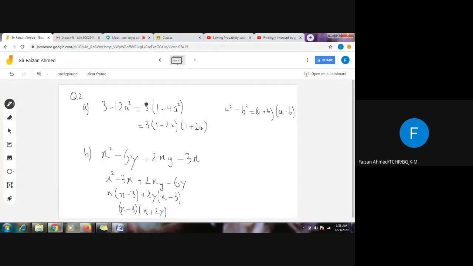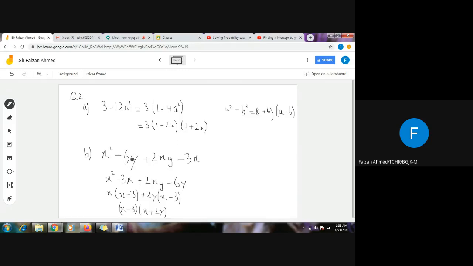In order to factorize, we have to take common. So first we can take 3 as common because there is no a. After taking 3 as common, the bracket will be 1 minus 4a square. If we watch closely, we can see that there is a square, and there is a square as well with a negative sign in between. So we can apply the third identity. By applying the third identity, we can write 1 whole square and 2a whole square. So it will become 1 minus 2a and 1 plus 2a. This is my answer, and the question is saying that you have to factorize it completely, so you can't leave your answer here because it can also be factorized further.